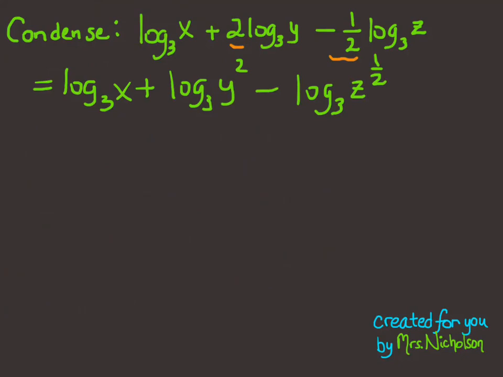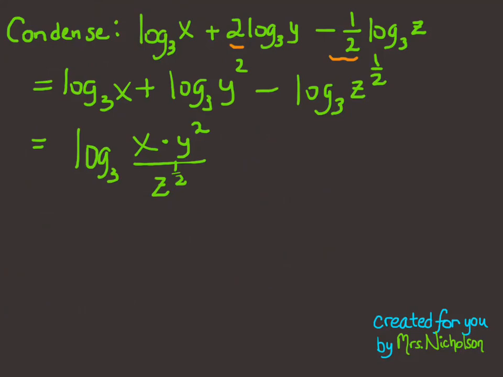All right, next step. My first two logs here, they're being added, and remember that logs are exponents. Whenever we're adding exponents, what are we doing? Well, we're multiplying. So I can rewrite, and I'm going to go ahead and get this all in one log. We can rewrite that as x times y squared. Now I have minus z to the 1/2, and of course if you're subtracting exponents, that means that you must be dividing, and so we're going to divide by z to the 1/2.